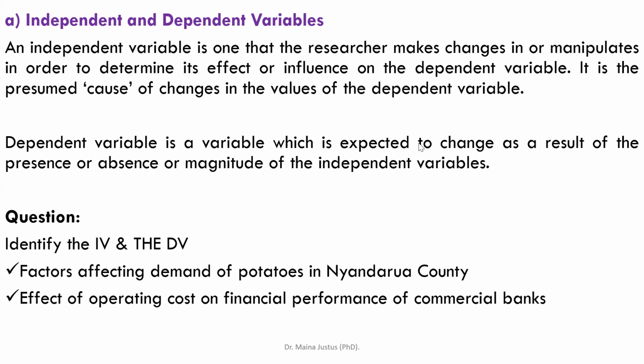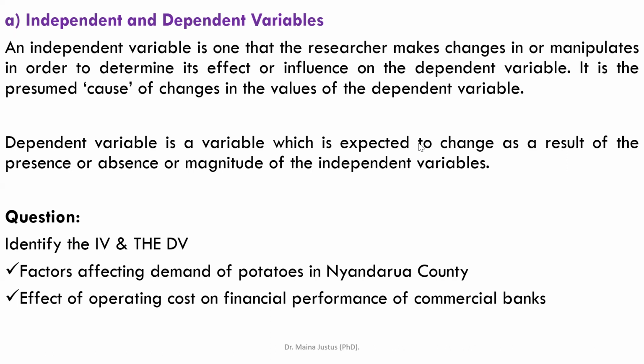Let's hear from somebody called Brian, if he is supporting the same. Yes, Daktari. I'd say the independent variable is the operating cost of the commercial banks. Then the dependent variable is the financial performance, and the scope is the commercial banks. Very correct. So operating cost is the independent variable. Dependent variable is financial performance. Commercial bank is the scope.